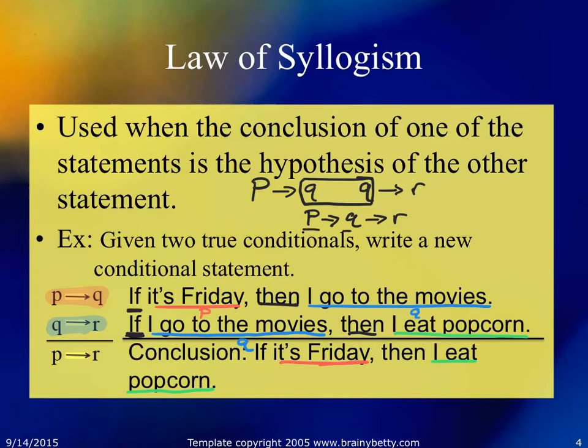So if the first thing happens, the second thing will happen. And if the second thing happens, then the third thing will happen. So the shortest way to say this by the law of syllogism is if P happens, then R will happen. It took me from the first thing all the way down to the end.